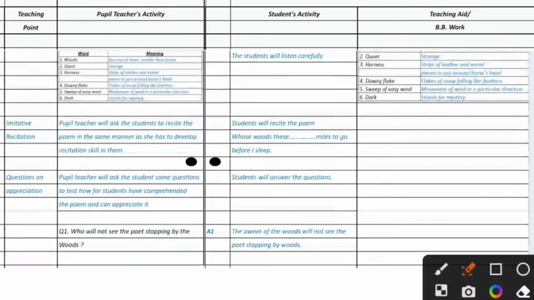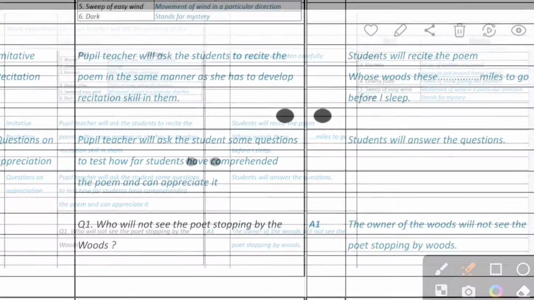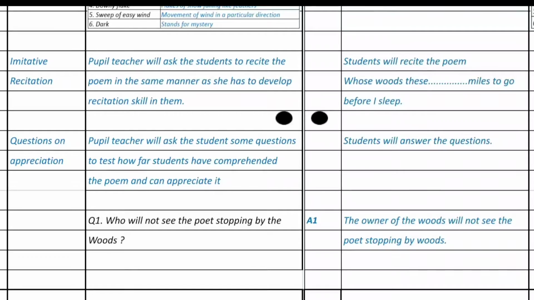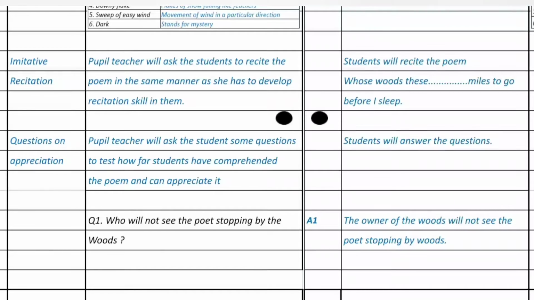Now the fifth teaching point is imitative recitation. Here in the pupil teacher's activity, we'll write the pupil teacher will ask the students to recite the poem in the same manner as she has in order to develop recitation skill in them. And in the students' activity column, we'll write the students will recite the poem.